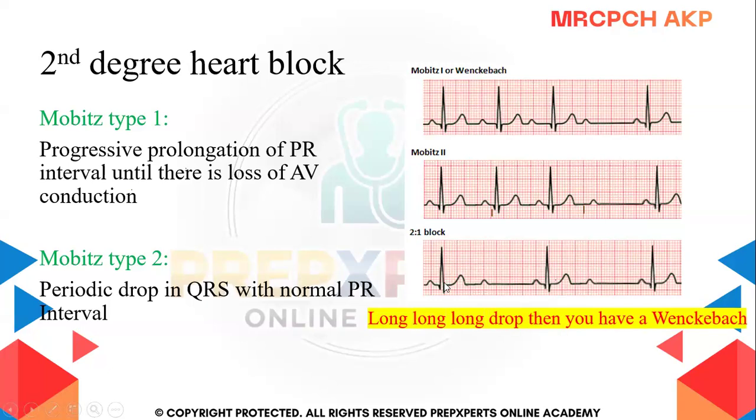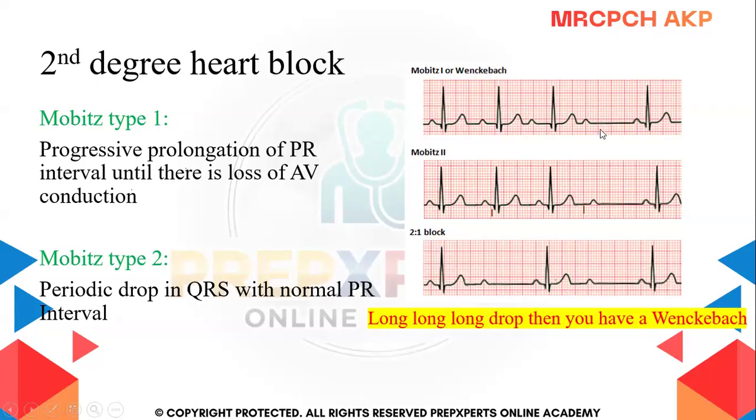Okay. So what is happening? There is a progressive long, long, long, which means that the PR interval is getting more prolonged than the previous one. So there is a progressive prolongation of the PR interval until there is a loss of AV conduction. So what we can see here is that this is a P wave. It's short, and then the PR interval is getting longer here, and then you can see it is getting even longer, until there's a drop beat here. You can see there's no QRS here.